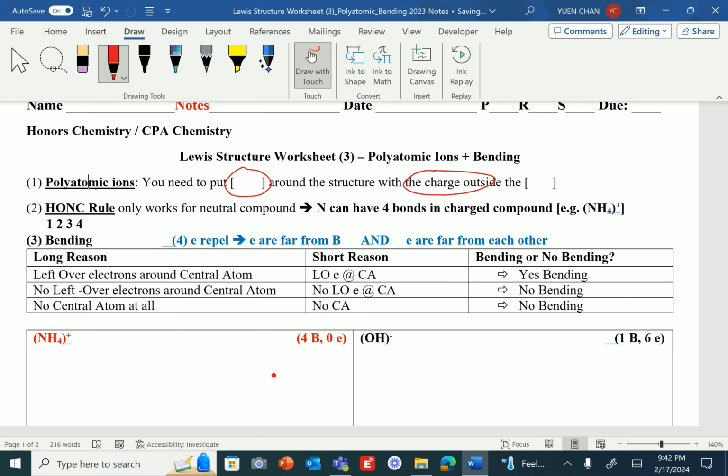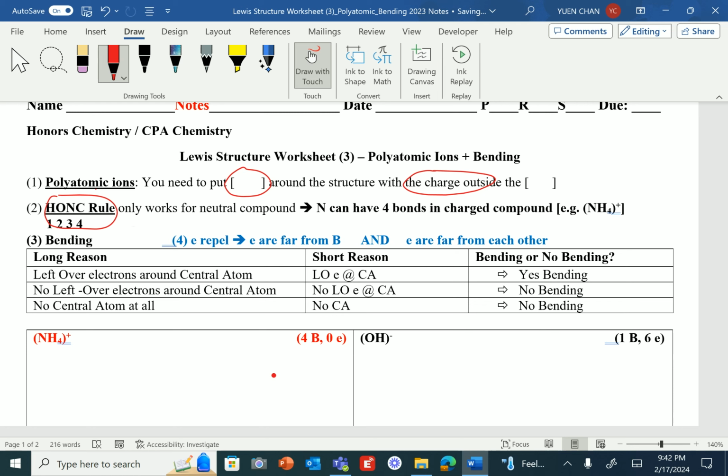That's very important because you need to tell me that it is a charged ion, not neutral. And second, we talk about the HONC rule, 1, 2, 3, 4. Now that rule only works for neutral compounds. So hydrogen and halogen can only form 1 bond, oxygen can only form 2 bonds maximum, nitrogen can only form 3, and carbon only forms 4 bonds. So this is only for neutral.